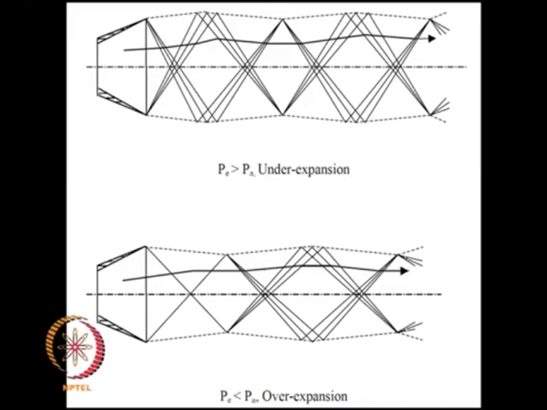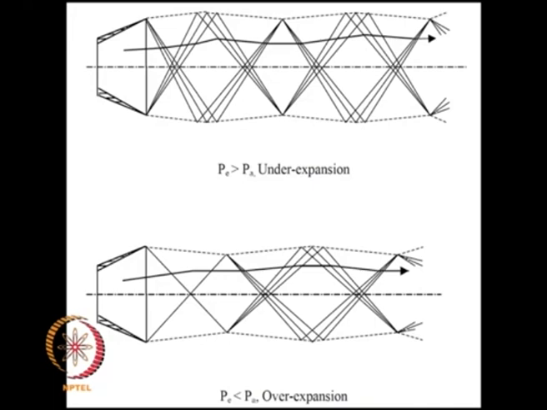So it will go through a series of expansion fans and compression waves and process itself, and finally it will equilibrate with the surrounding pressure. Now if you have a case wherein PE is less than PA, then it knows that it has to process itself through an oblique shock.